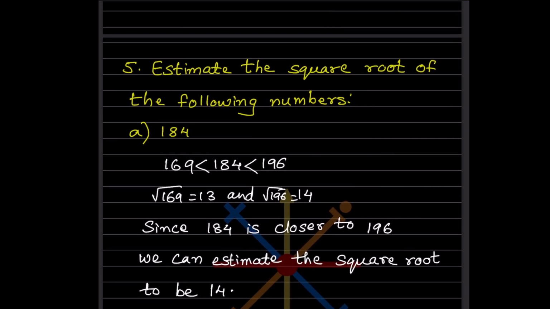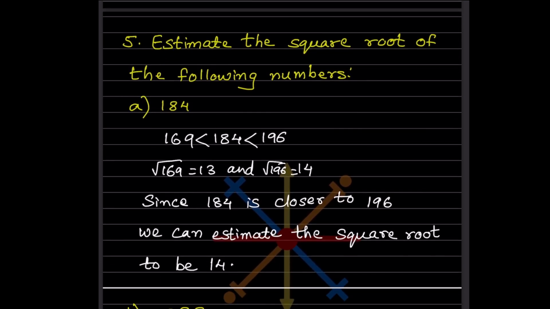Now the next one, estimate the square root of the following numbers. So here we have 184. This is not a perfect square. So what comes before this number which is a perfect square is 169. So you can have a check at that. Before this number, there's no other number but 169, which is a perfect square. So 13 squared is 169.